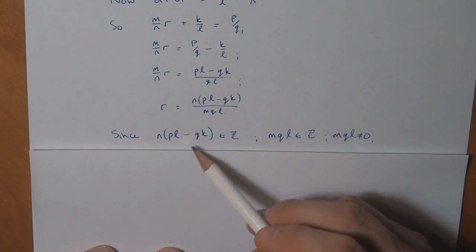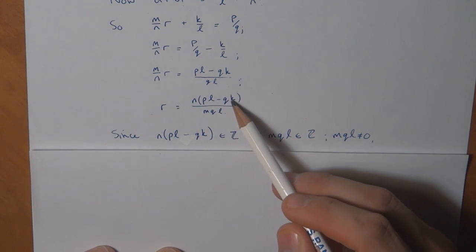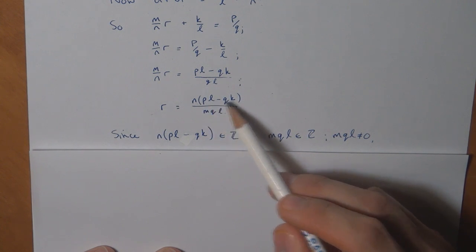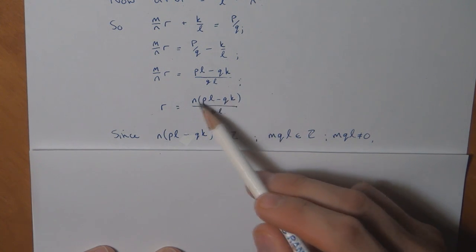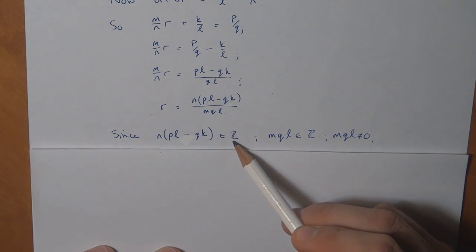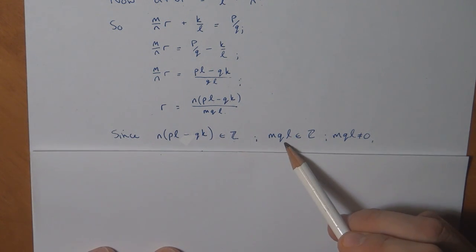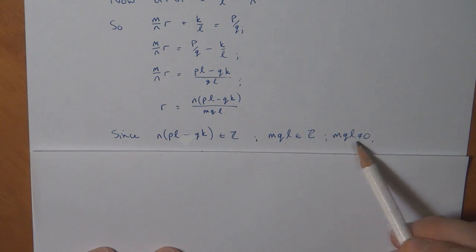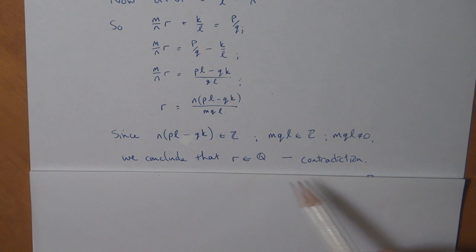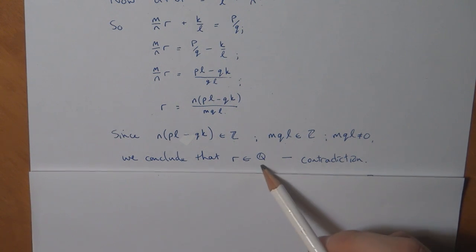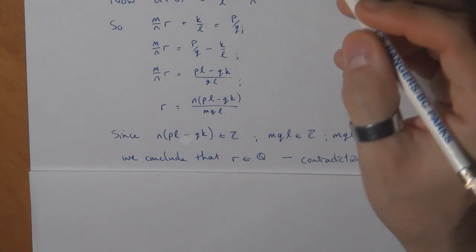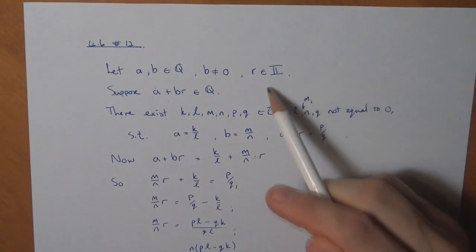So now what do I see here? The numerator is simply multiplication and subtraction in combination of integers, so that's an integer. The denominator is an integer as well, and not 0, because neither one of these is 0. And we conclude, therefore, that r is a rational number, but that's a contradiction, because it was given that it is not.